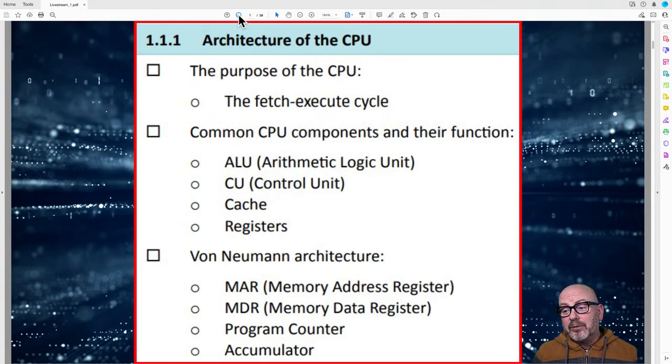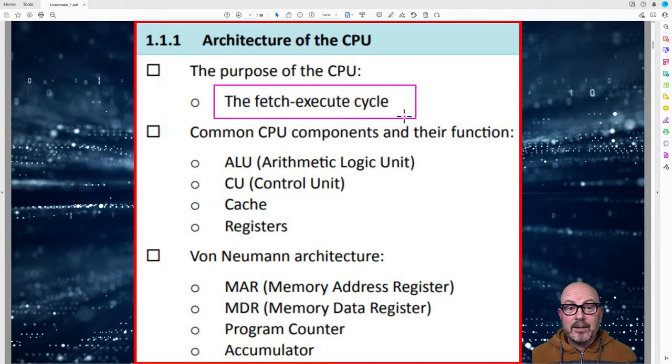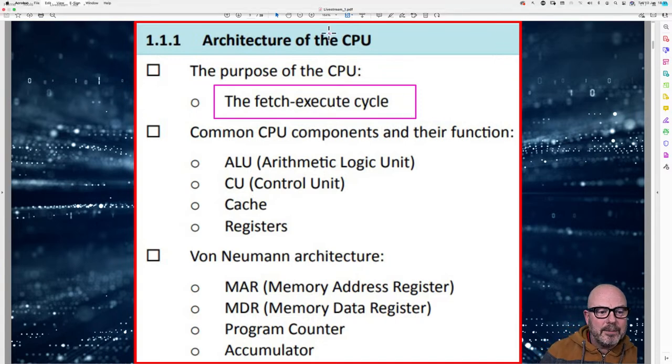And that means that you've got to talk about the fetch, decode, execute cycle. And the fetch, decode, execute cycle is actually one of the easiest things to cover off, because it's simply a sentence that you can learn. And they will give you a mark for that.